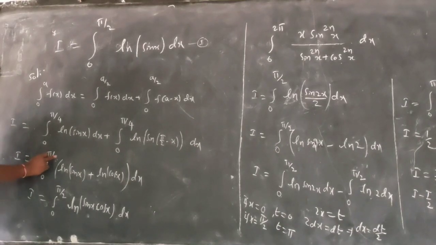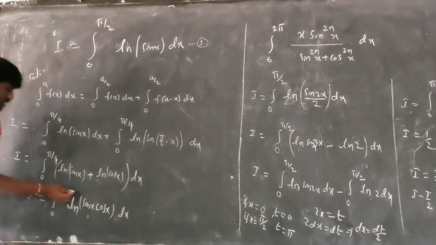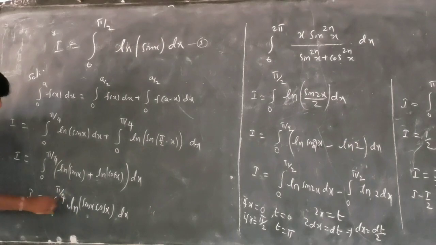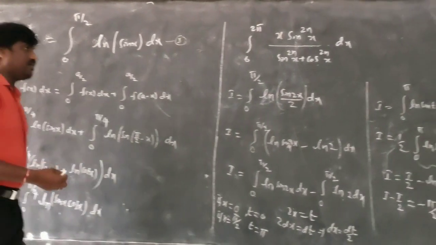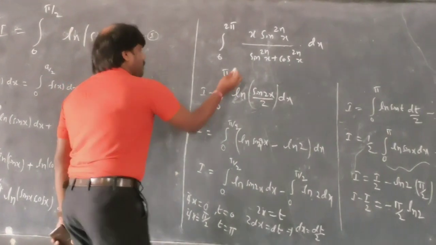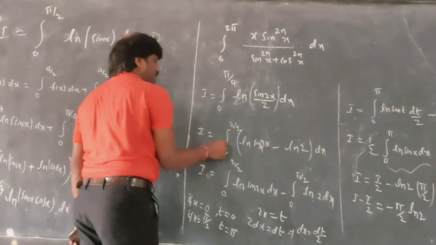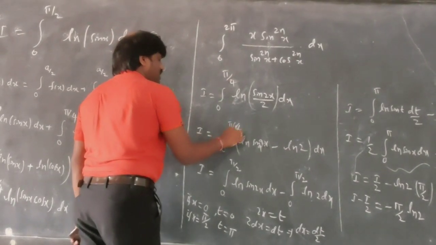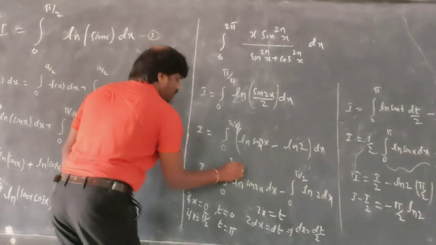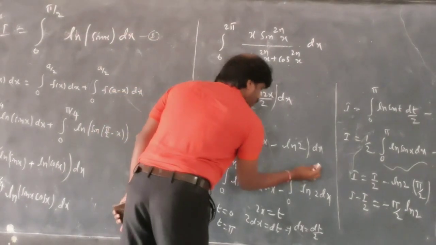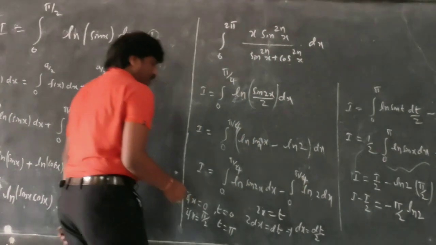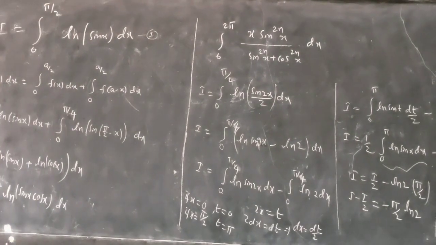So the answer will not change anything, only this limit will change. Instead of pi by 2, it will change to pi by 4. So I am going to change this here to pi by 4, this to pi by 4, this to pi by 4, and this to pi by 4. Hope you understand what I said here.